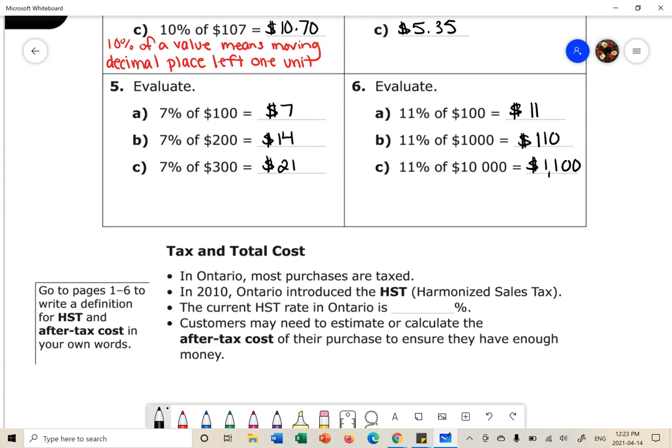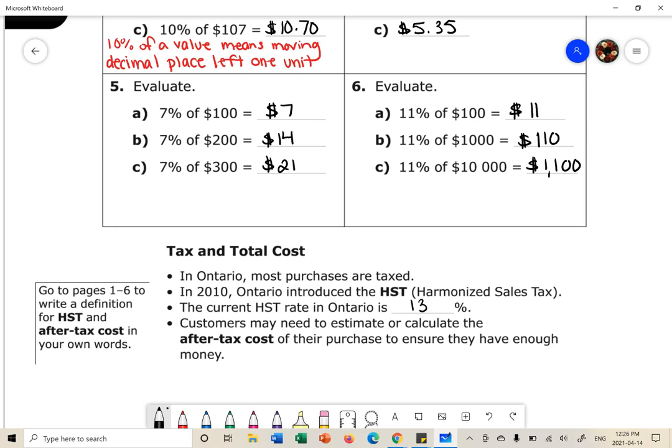I'm going to begin at the bottom of the first page, tax and total cost. In Ontario, most purchases are taxed. In 2010, Ontario introduced the HST, Harmonized Sales Tax. The current HST rate in Ontario is 13%. Customers may need to estimate or calculate the after-tax cost of their purchase to ensure that they have enough money.